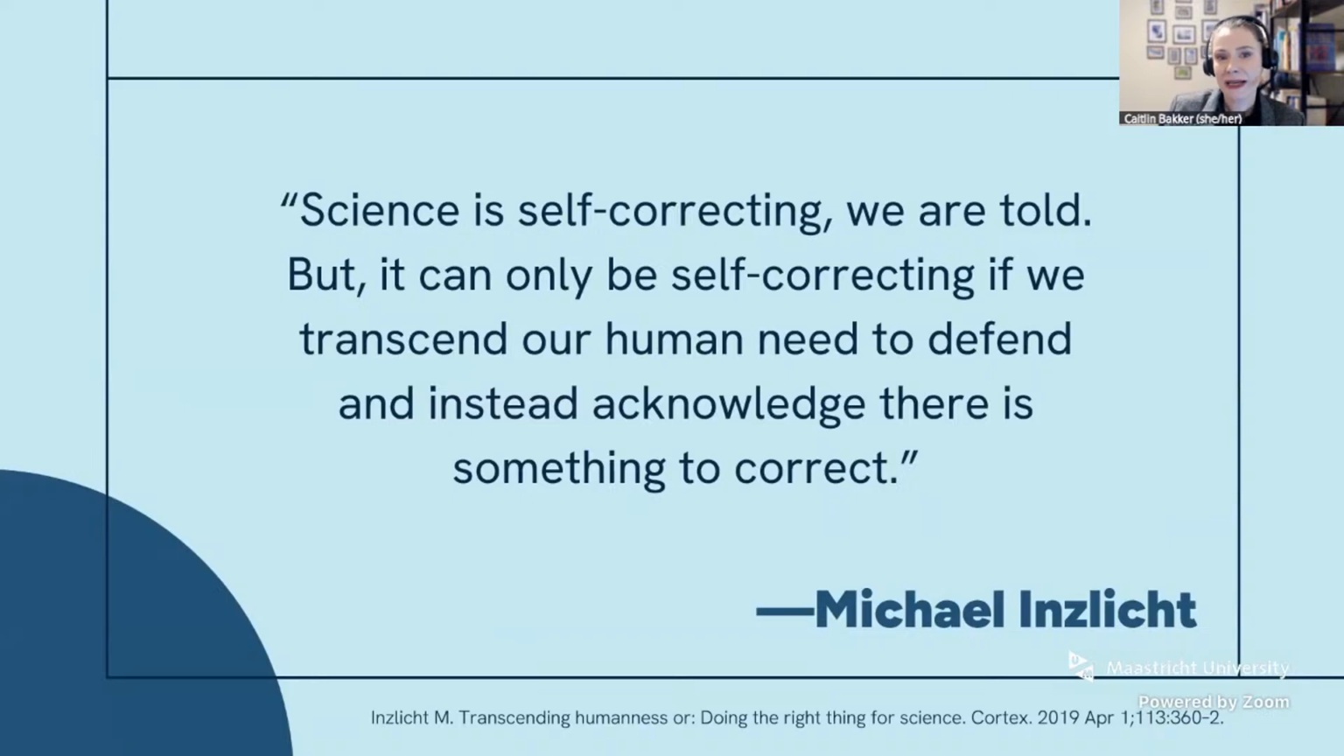So retraction is not yet functioning as expected. However, there are multiple opportunities to improve the system, and it is the collective responsibility of researchers, librarians, editors, publishers, institutions, and funders to ensure that these opportunities are realized. In the words of Michael Inslick, science is self-correcting, we are told, but it can only be self-correcting if we transcend our human need to defend and instead acknowledge that there is something to correct.